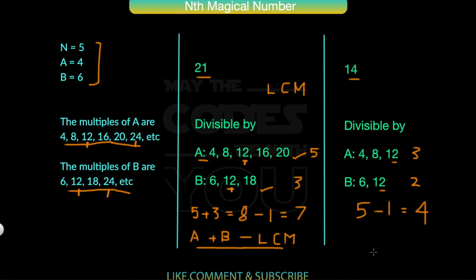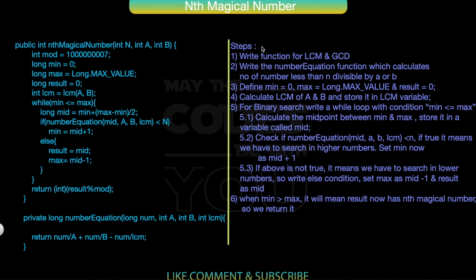So this formula gives us the numbers which are less than the arbitrary number but are divisible by A or B. Okay, so here are the steps, and first here is the code. First we write a function for LCM and GCD. Then we write the number equation function which we discussed in the previous slide. Here is the code for that, and it calculates the number of numbers less than n and divisible by A or B.